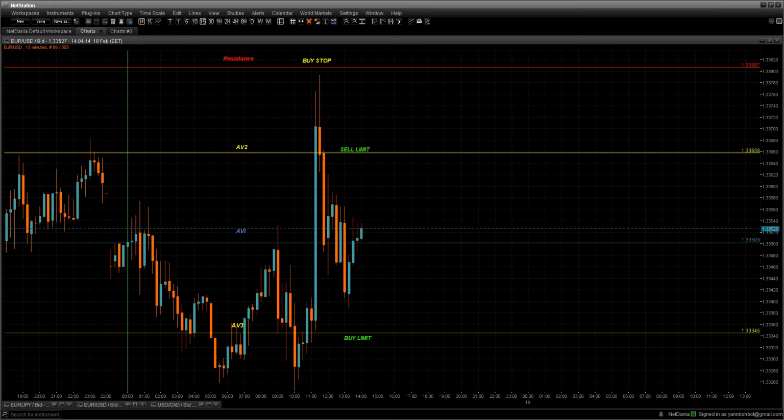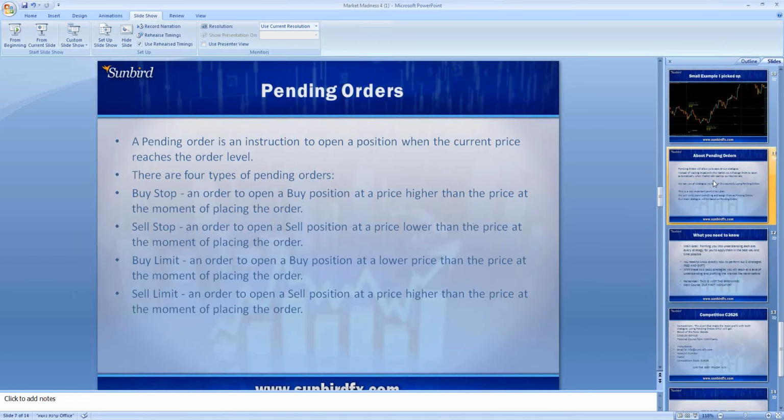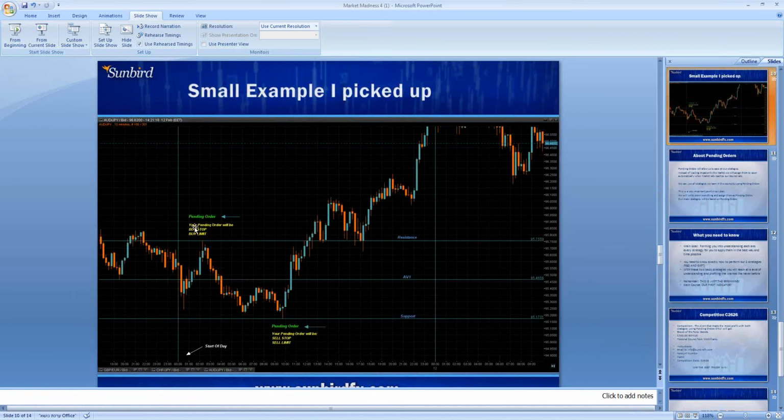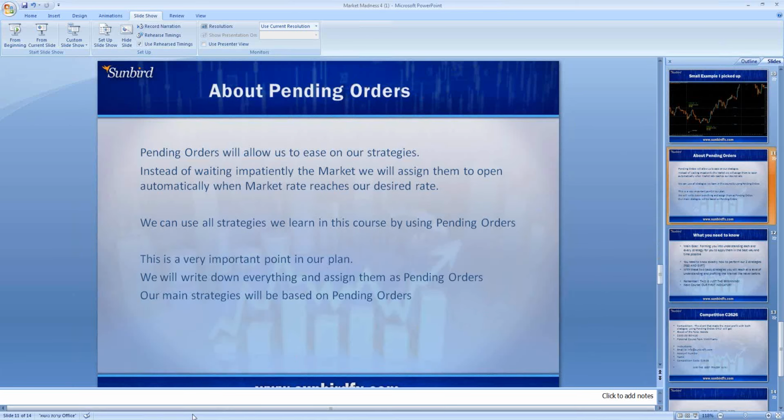Let's go back to our slides. Here I did the same thing for those who want to pause the webinar, but preferably what we saw in our live market would be best. About pending orders: pending orders will ease our strategies. Instead of waiting patiently for the market, we assign them to open automatically when the market rate reaches our desired rate. Very simple. Instead of waiting in front of the computer all day, just set up your pending orders and you're good to go.